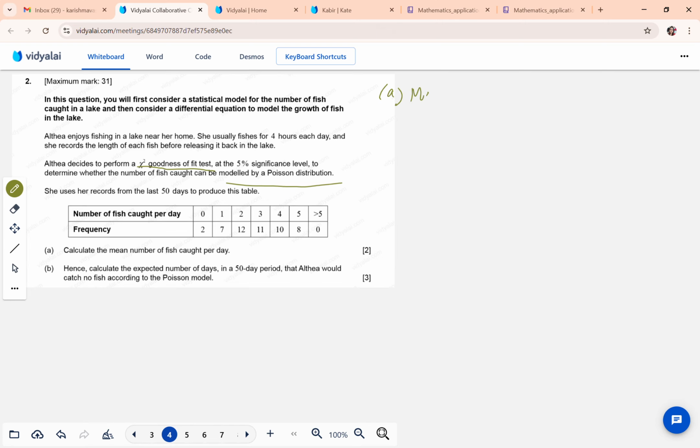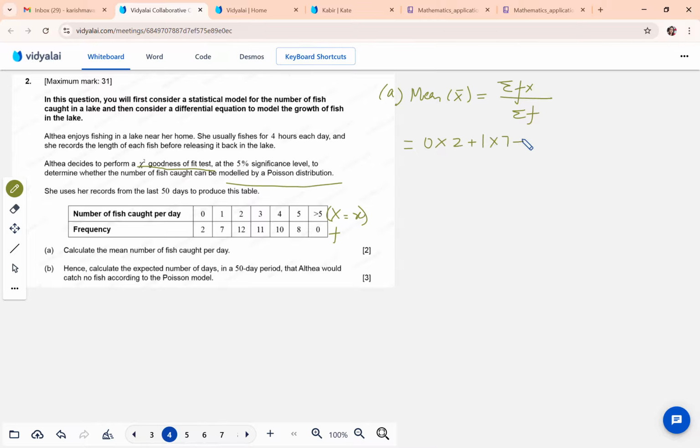For the mean, let's take the number of fish and name it as x. So capital X equal to small x. These are the values for the variable x. Then small f for frequency. If I write down the formula in terms of f and x, that is the sum of fx divided by the sum of frequency. So you will multiply x with the frequency and add them.